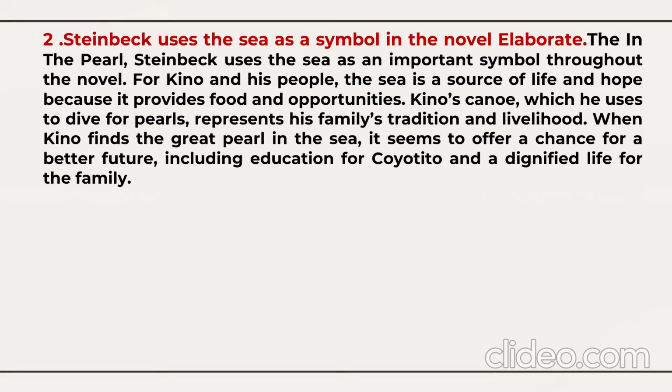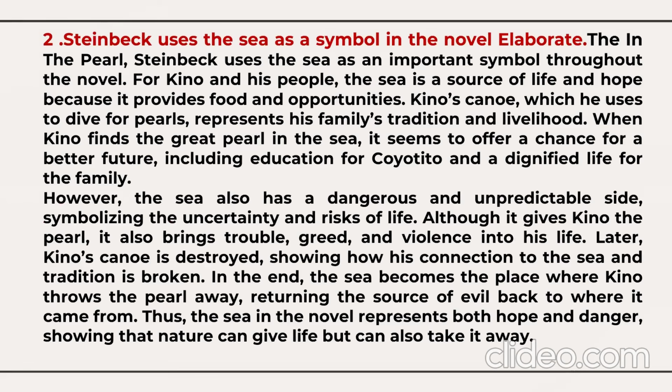When Kino finds a great pearl in the sea, it seems to offer a chance for a better future, including education for his son Coyotito and a dignified life for his family. However, the sea also has a dangerous and unpredictable side, which symbolizes the uncertainty and the risk of life. Although it gives Kino the pearl, it also brings trouble, greed, and violence into his life. Later, Kino's boat is destroyed. That shows how his connection to the sea and tradition is broken.